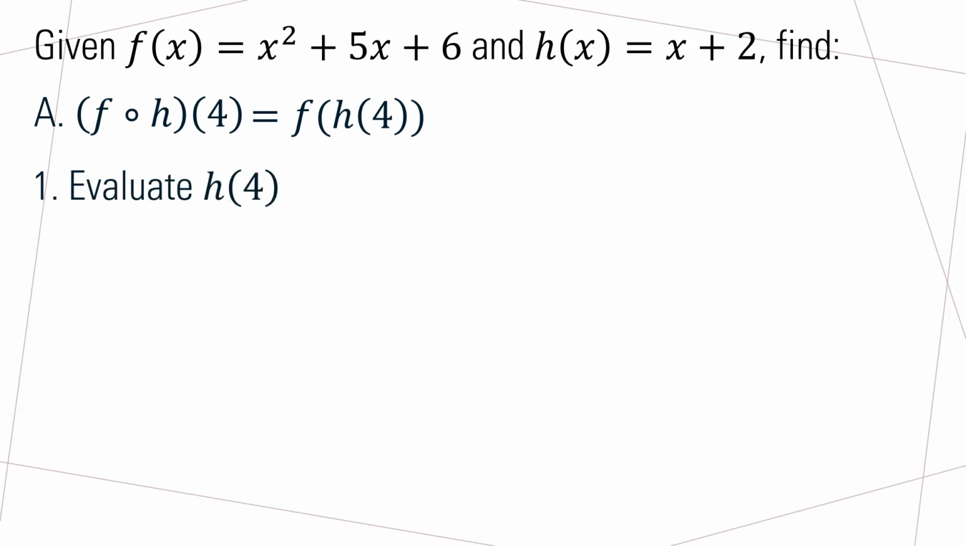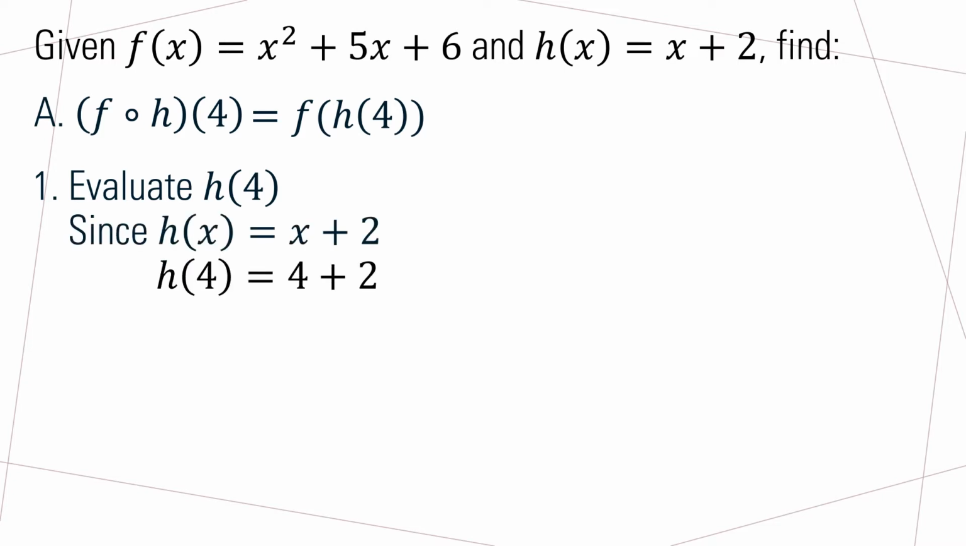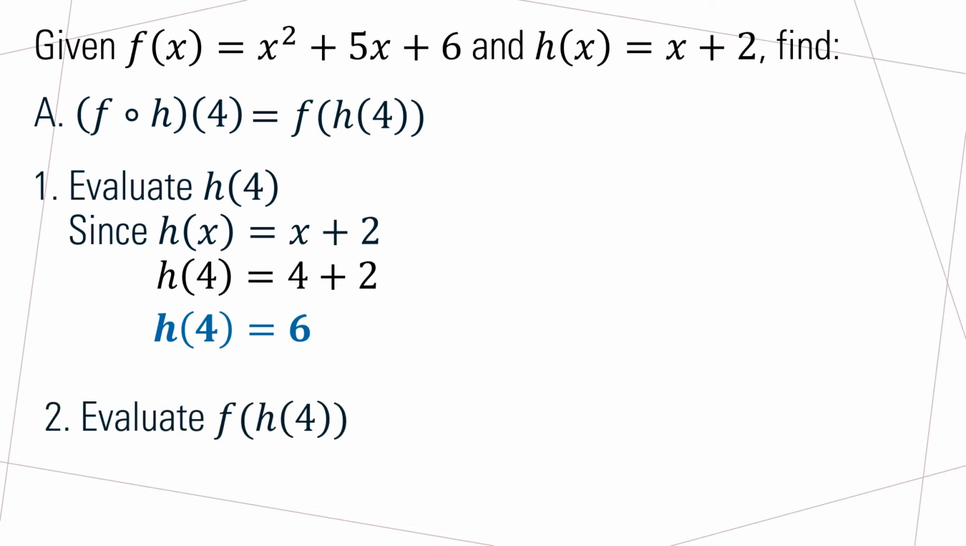Let us evaluate first h of 4, which is our inner function. Since h of x is equal to x plus 2, substituting 4 to our x, we have h of 4 is equal to 4 plus 2, and the final answer is h of 4 is equal to 6. Once we are done with our inner function, let us proceed to substituting it to our outer function. So let us now evaluate f of h of 4. Knowing that our inner function h of 4 is equal to 6, therefore we now have f of 6.